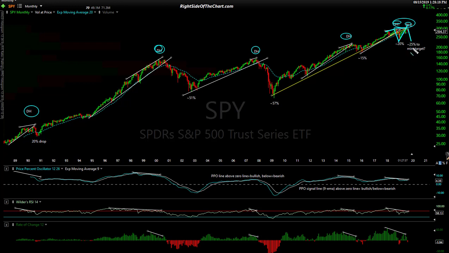So that number will change because we went a little higher, so there's more than 25% from the highs to my target. But again, the point I'm trying to make is, without fail, all the bear markets going back for decades have all been preceded in the S&P 500 by these divergent highs on the monthly chart.